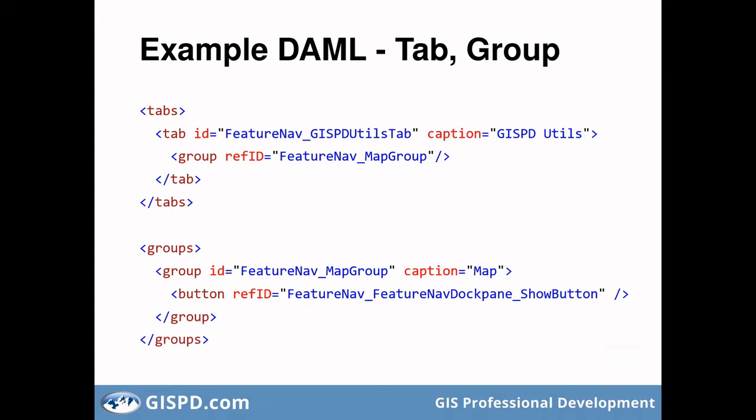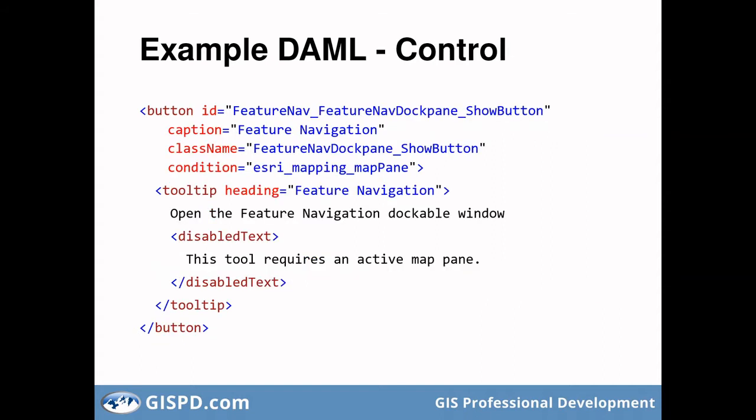Here's some DAML from my Feature Navigation add-in config file. The first part declares the GISPD Utils tab and refers to a single group that appears on that tab. The second part defines the group and refers to a button. This third part defines the button, including a condition attribute that states that the button should only be enabled when there's at least one map pane open. As you can see, you'll get one tooltip when the button is enabled and another when it's disabled.